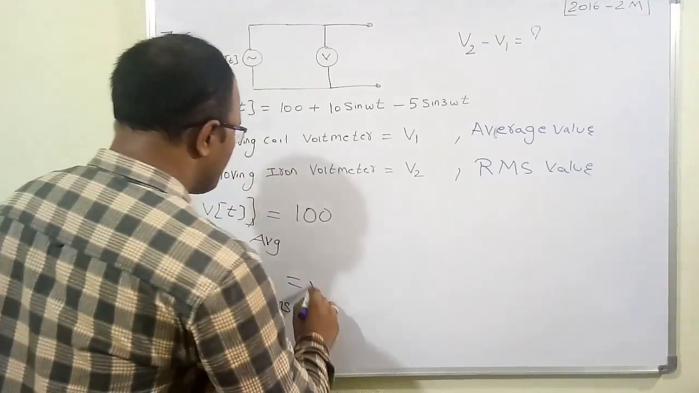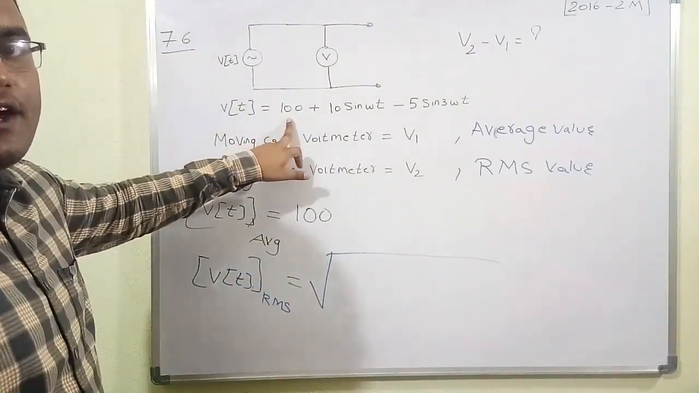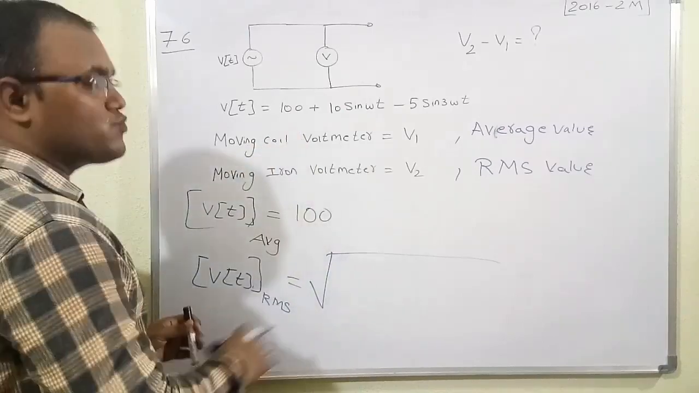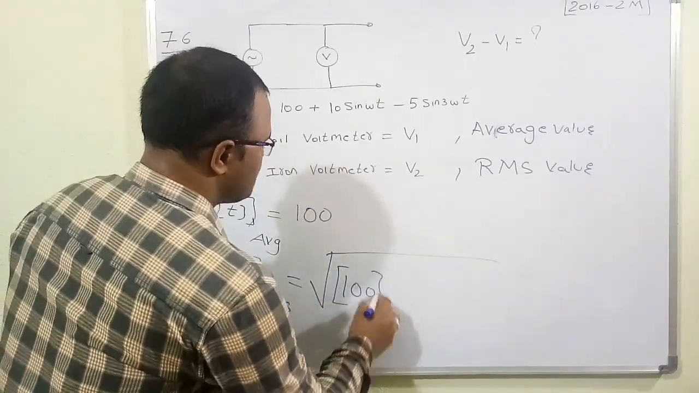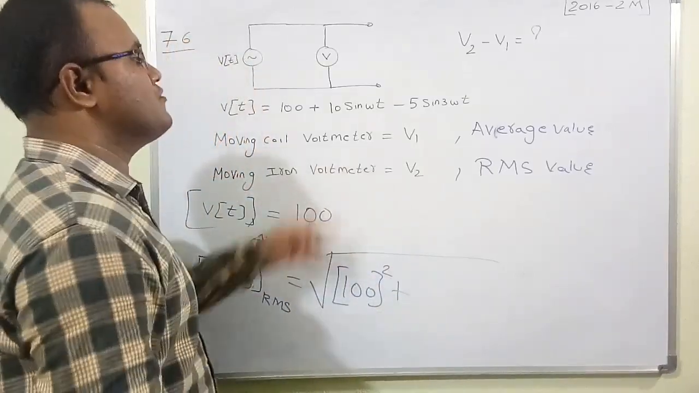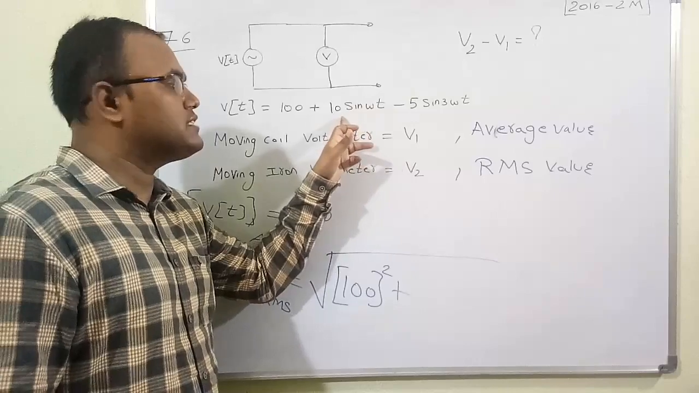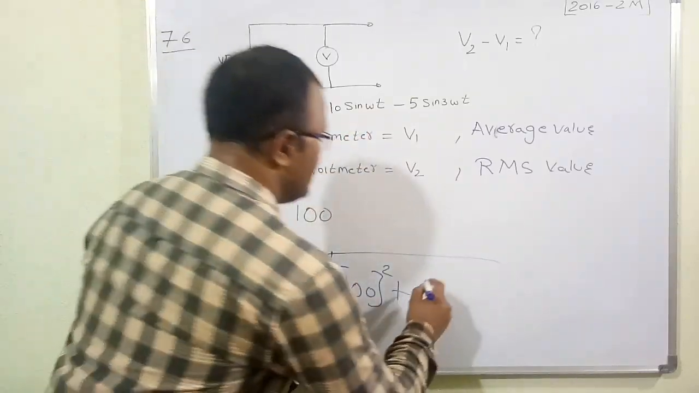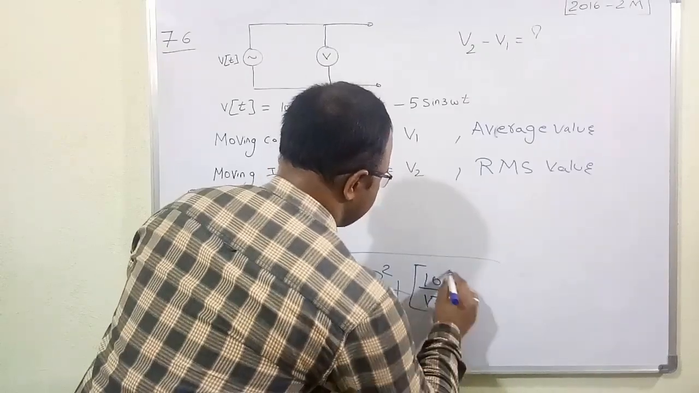it is the root over the RMS of the first one. RMS of the DC value is the same itself only. So we need to do the square, 100 square, plus the RMS value of the second term squared. RMS of 10 sin omega t is Vm by root 2, and Vm is 10. So 10 by root 2 whole square.